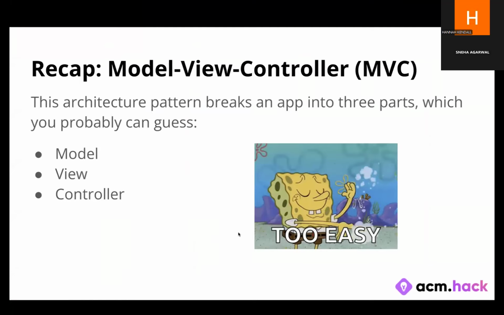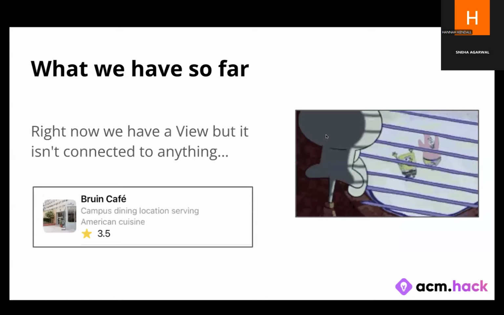So, quick recap, the model architecture that our app is following is model view controller. Right now we have our model and controller separate, and we have our view separate, which is why in the previous demo we just hard coded the information that we were displaying on the screen. But that's not what we want to do. We want to actually connect our view to the backend and pull our data from our database. So right now our view is made, but it's not connected to anything.